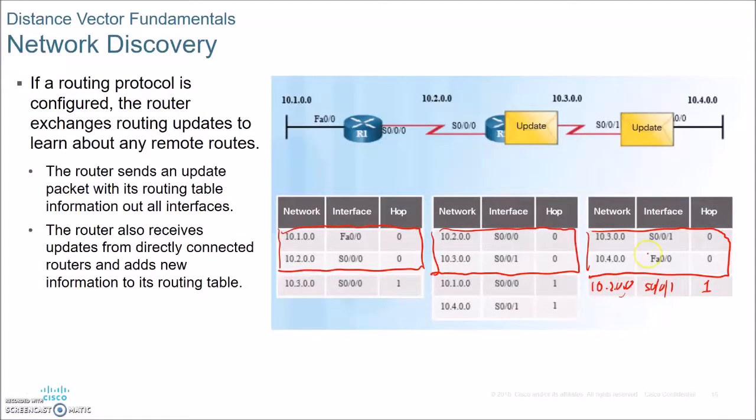So this will be the routing table when R1 first exchanges routes with R2 and when R3 exchanges routes with R2.